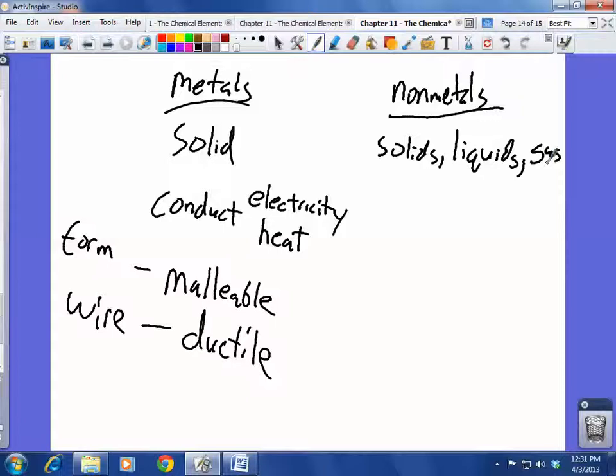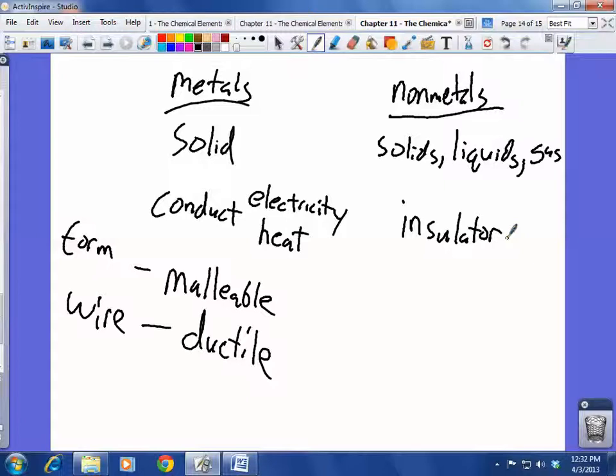What's the opposite of conductor? Insulator. Okay? So we can say for the most part, most nonmetals don't conduct heat and electricity very well. They're used as insulators. And what about malleable and ductile? Remember we talked about pencil lead last time? Remember pencil lead is just carbon, right? Which is a nonmetal.